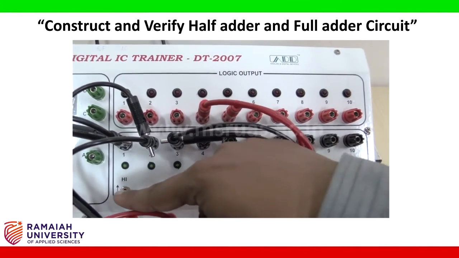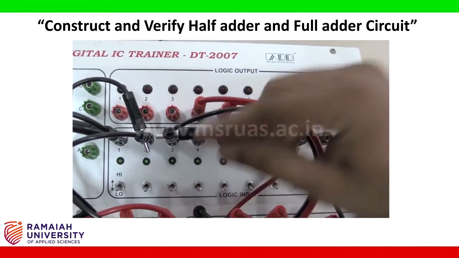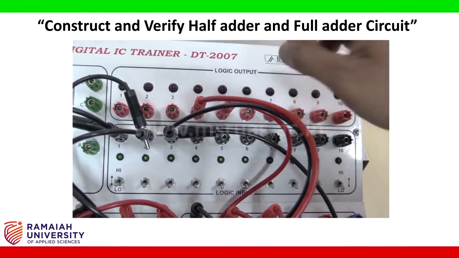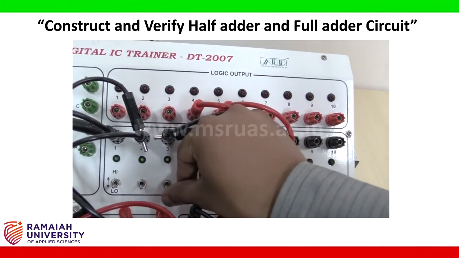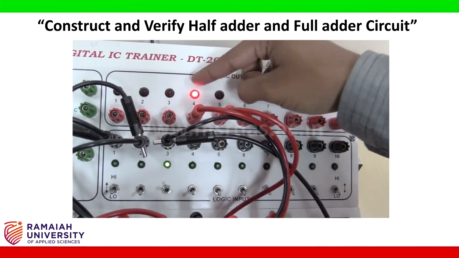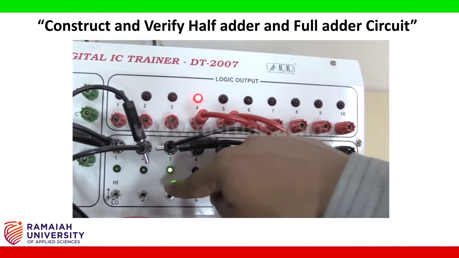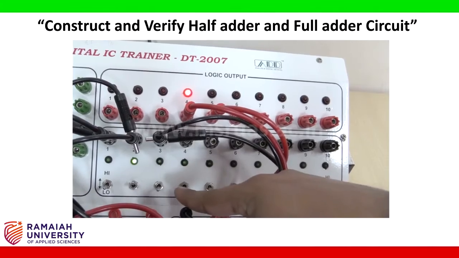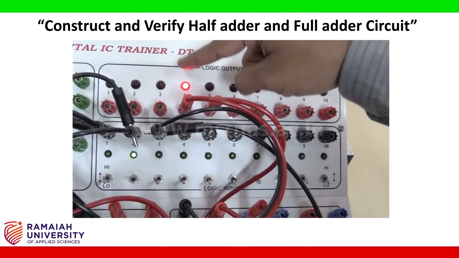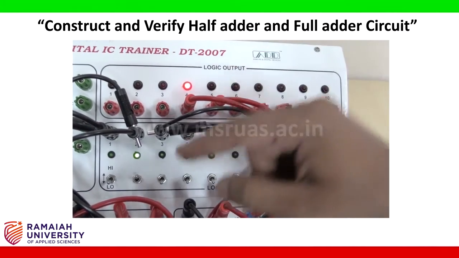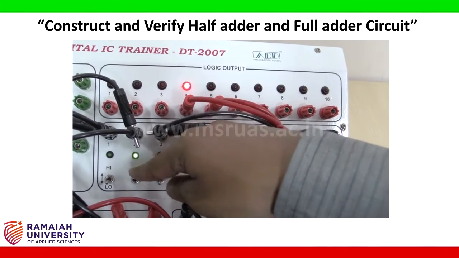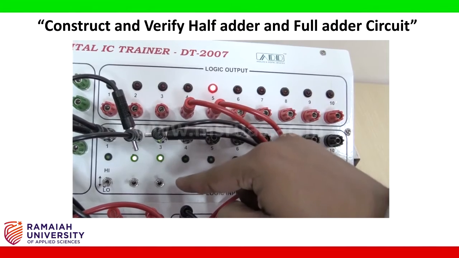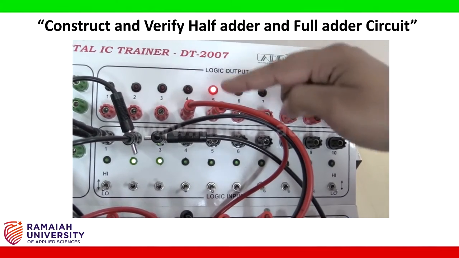Now for the inputs 0, 0, 0, the output is 0. Both sum and carry are 0. Now for the input 0, 0, 1, you can see sum is 1, carry is 0. Now I will change the input combination to 0, 1, 0. For 0, 1, 0, the output shows sum is 1 and carry is 0. For the next combination, that is 0, 1, 1, you can see the sum is 0 and the carry is 1.